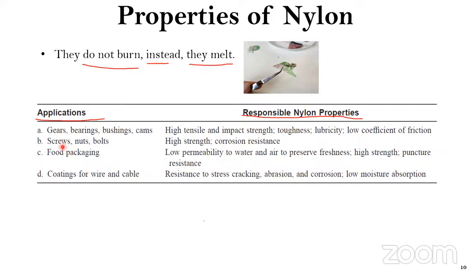We can use them as screws, nuts and bolts. If you have seen plastic nuts and bolts, they are generally manufactured from nylon 6/6. Why? Because this nylon has high strength and corrosion resistance. Then, due to the low permeability to water and air, to preserve freshness, and high strength and puncture resistance, we use them in food packaging also.